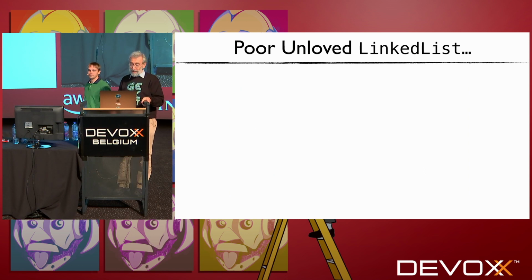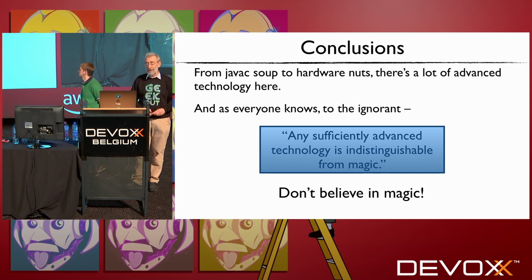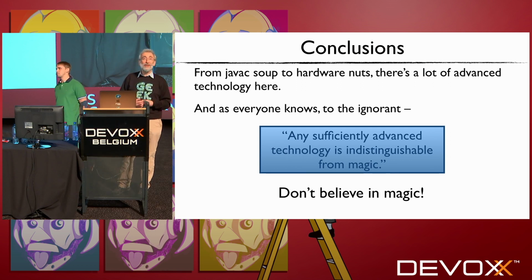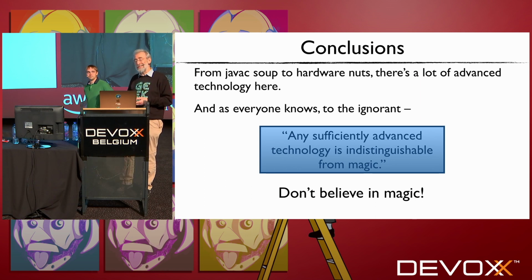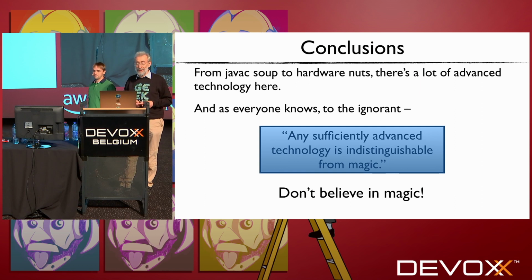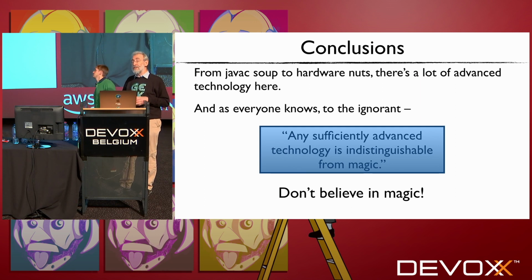Okay, so we've managed to get to our conclusions. The conclusion is, there's a lot to learn about the execution of a Java program. There's a lot of advanced technology going on here. And as everyone knows, it's a cliche to say, any sufficiently advanced technology is indistinguishable from magic. It's kind of unfortunate if we as professional technologists start believing in magic. If you take for granted how the Java technology works, and you don't think about it, then you will find yourself believing in magic, and that's not great for your understanding of what's going on and for your ability to cope with really unexpected effects. So don't believe in magic.